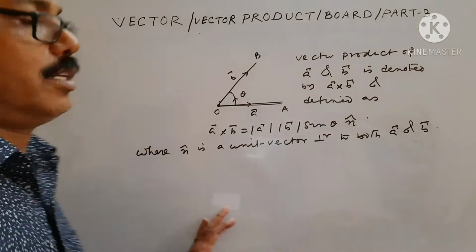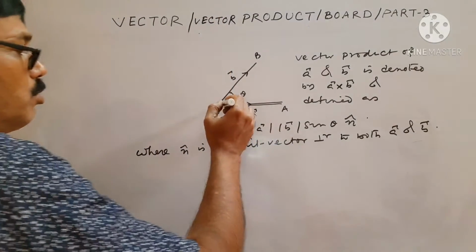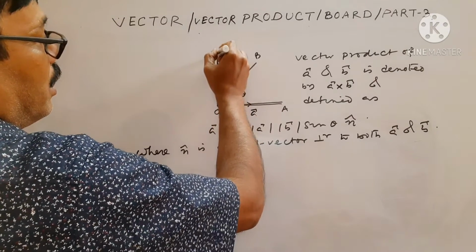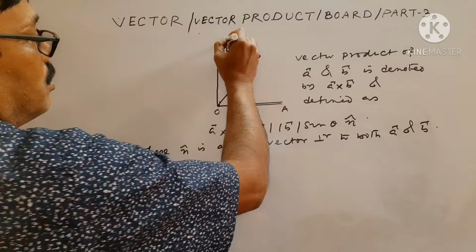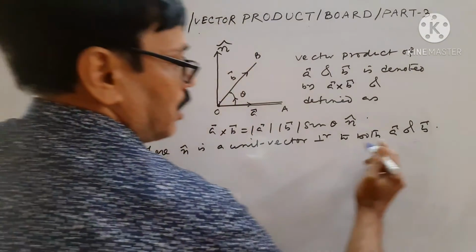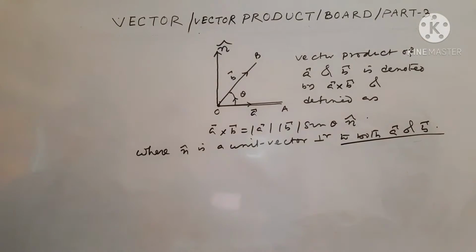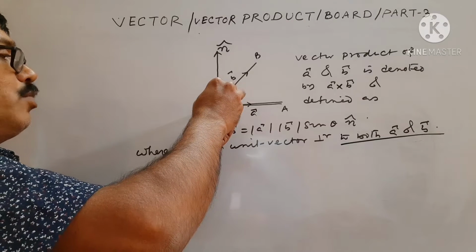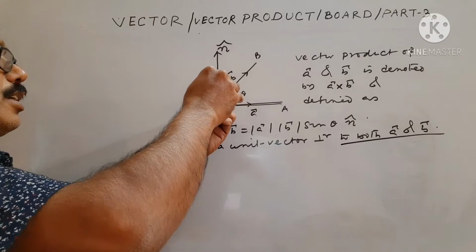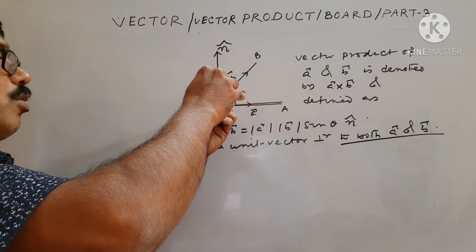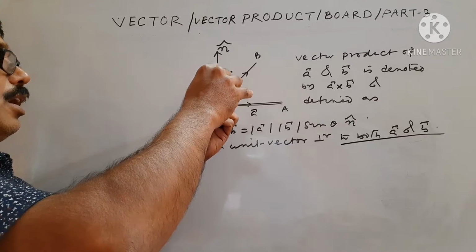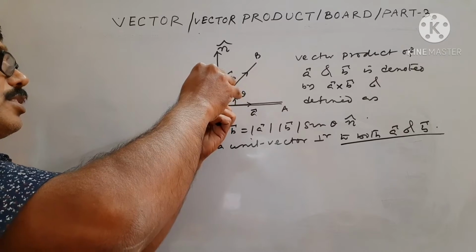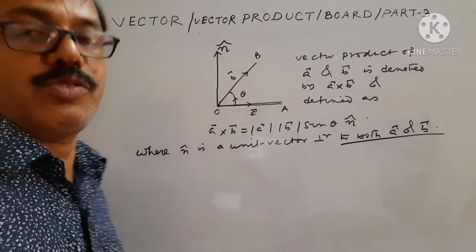But look, we are discussing it in a plane, so it is not possible to show n cap in this direction. That is why we are taking n cap in this direction. So n cap is perpendicular to both A and B. Now look, n cap has two directions. If we take A to B in clockwise direction, then it will be outward direction. And if it is anti-clockwise, this is inwards. So n cap has two directions.